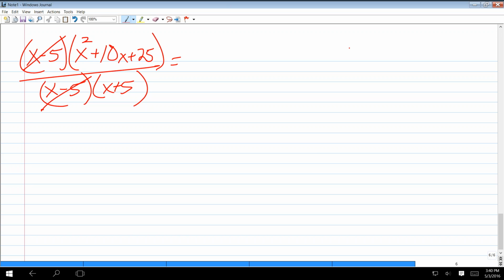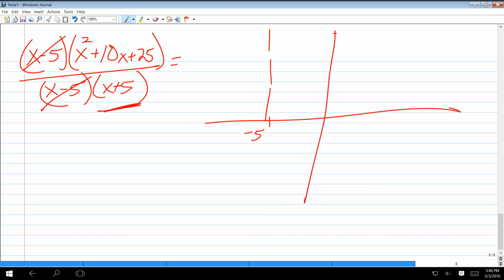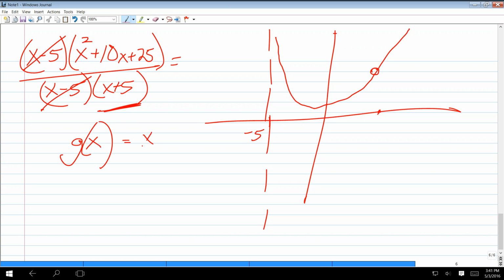So if I'm graphing this function, I now have a vertical asymptote here at minus 5, and I have a hole at plus 5. In other words, let's say the function looks quadratic in nature. Let's say it does this. Well, there's a hole right here. Okay, so she says write it in piecewise fashion. Well, I know what answer she gave you, and I don't think she's right, to be honest, but here, I will write the answer she tried to tell the class.